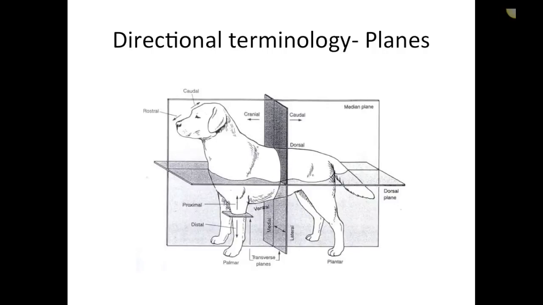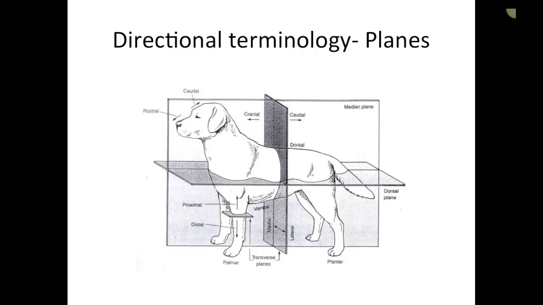All right, furthermore, getting specific once again to the feet, we have plantar and palmar. So plantar refers to the aspect of the foot that is touching the ground. And specifically, plantar refers only to the back legs. So the aspect of the foot that's touching the ground on the back legs. Palmar is the aspect of the foot that's touching the ground on the front legs.